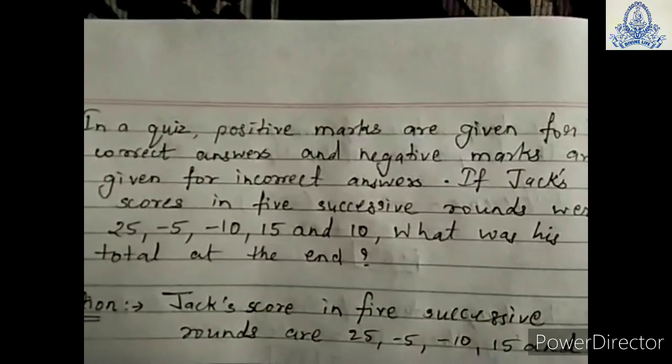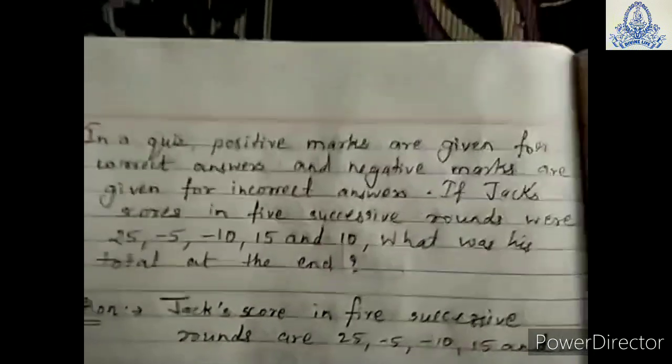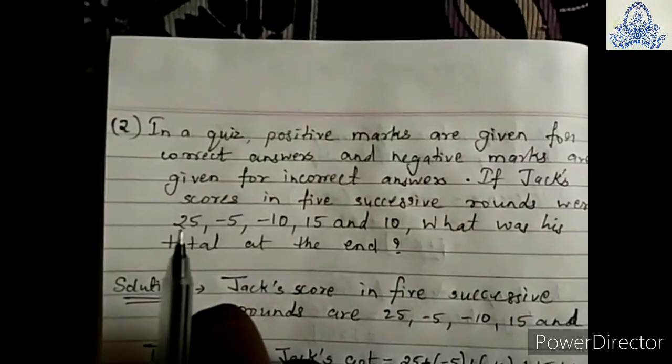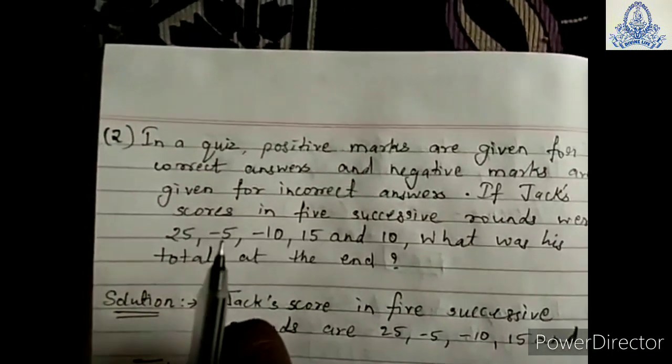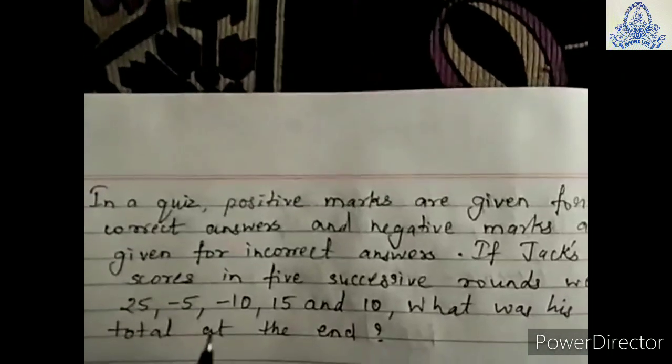So Jack's scores in 5 consecutive rounds were: in the first round, Jack scored 25 marks, plus 25. In the second round, he got minus 5 marks. In the third round, he got minus 10.